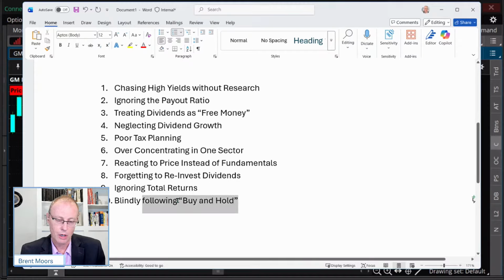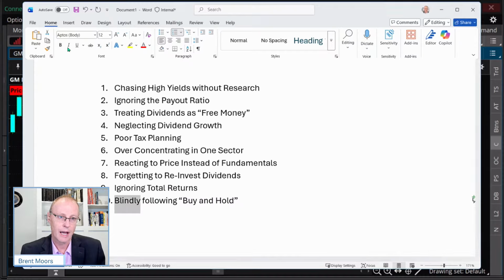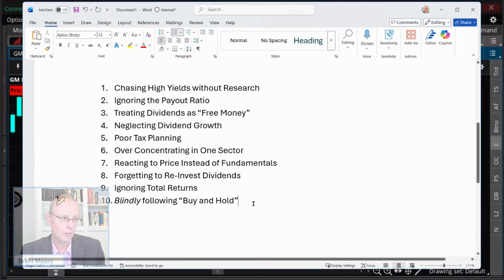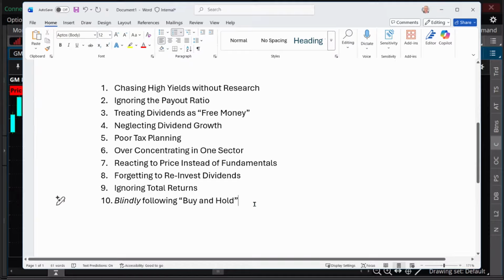I'm not opposed to long-term investing by any means, but this is the key word right here. Blindly following buy and hold there. Okay. Let me hit up some questions and then we're just about out of time. Okay. So there's the 10. If you wanted to jot any of these down, you're welcome to there.